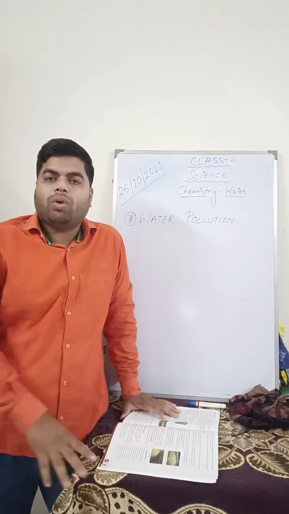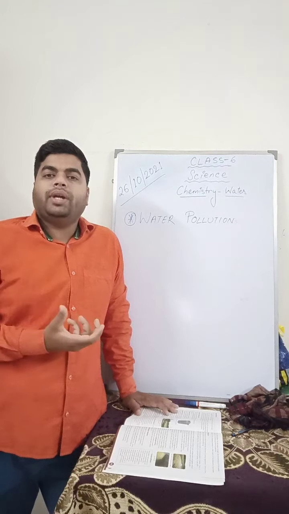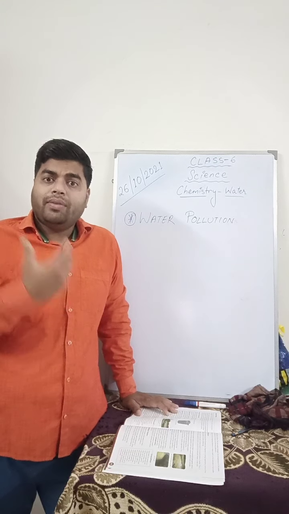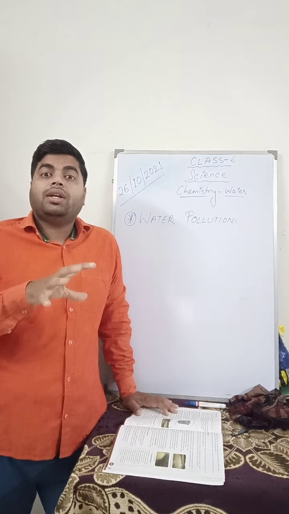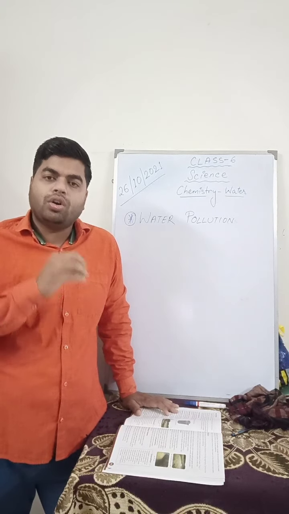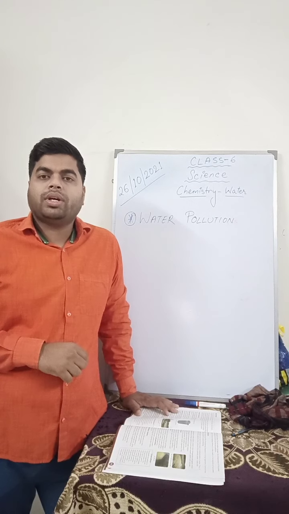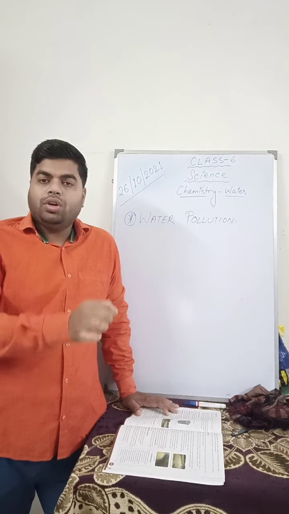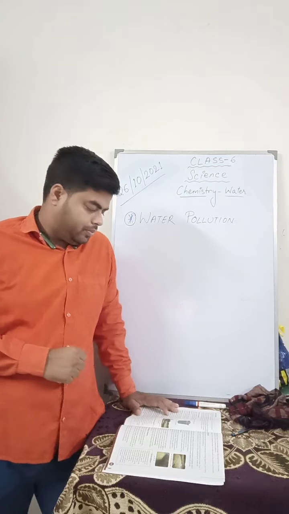What do you mean by water pollution? When the water gets dirty, when the water gets contaminated, when the water mixes with different kinds of harmful gases, harmful diseases, harmful germs, bacteria and all, and the water is no more fit for drinking or no more fit for use, that is known as water pollution. So in simple language, you can say when the water gets contaminated and it cannot be used for your own purpose, that is known as water pollution.